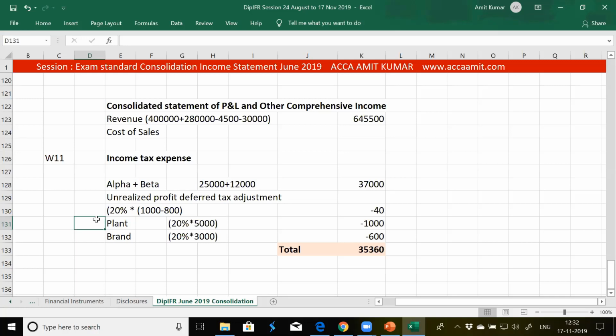Amit, is it right to say that they all are deferred liabilities? Yes. That is why we are subtracting them. They are deferred tax liability, that is why we are subtracting them. Yes, in case of profits, they are deferred tax liabilities.